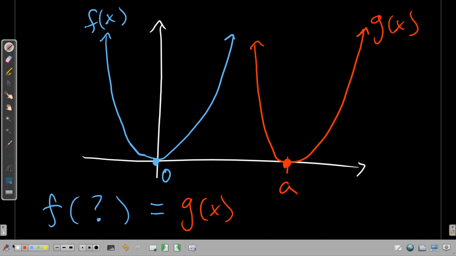And the objective of transformations is to find what that should be, the question mark. What should the question mark be so that if I put the question mark into the function f, it would just be g. It would be the function g. Now, let's use some knowledge that we know about parabolas to help us answer the question of what the question mark should be.